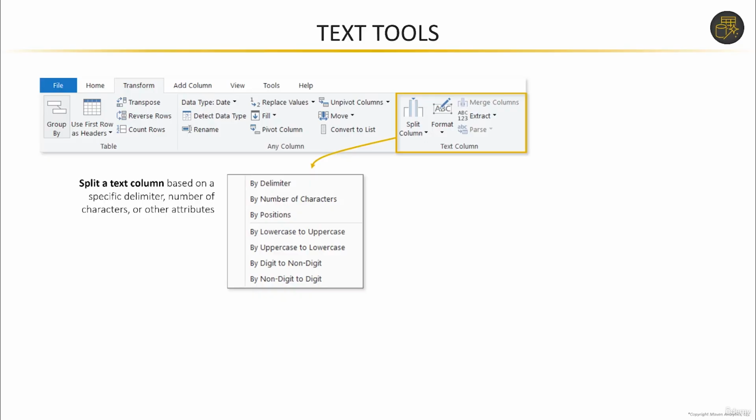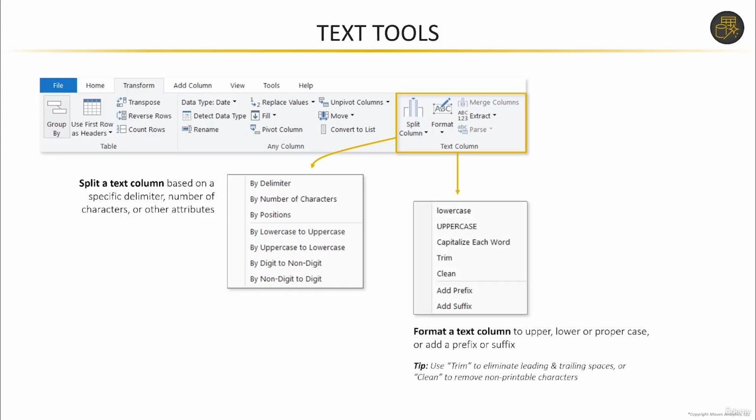So for one, we can split up a column based on a specific character or delimiter or based on a number of characters. We can format any of our text columns using basic formatting options like lowercase, uppercase, proper case, which is capitalizing the first letter of each word, or we can use tools like trim, which eliminates leading and trailing spaces, or clean, which does the same thing and also eliminates non-printable characters.